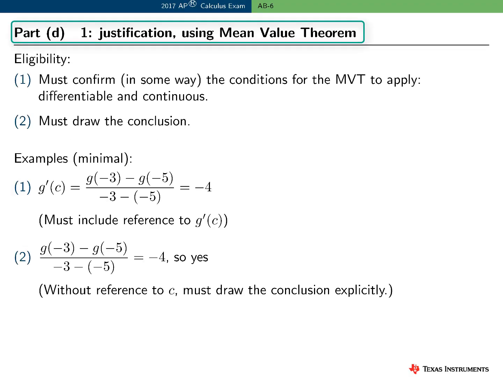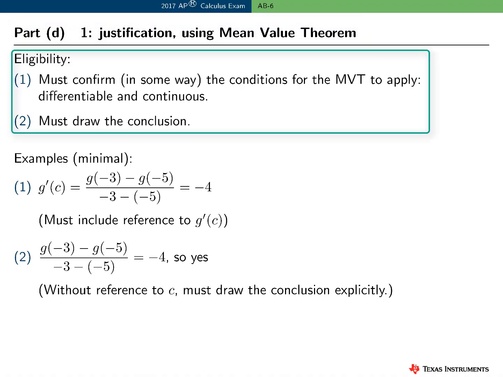The second point in Part D is for the justification using the mean value theorem. To be eligible for the second point, the student must confirm in some way the conditions for the mean value theorem to apply. In other words, they must convey that g is differentiable and continuous. Now, we're given in the problem that g is differentiable, so the student must in some way convey that g is continuous also. And they must draw a conclusion.